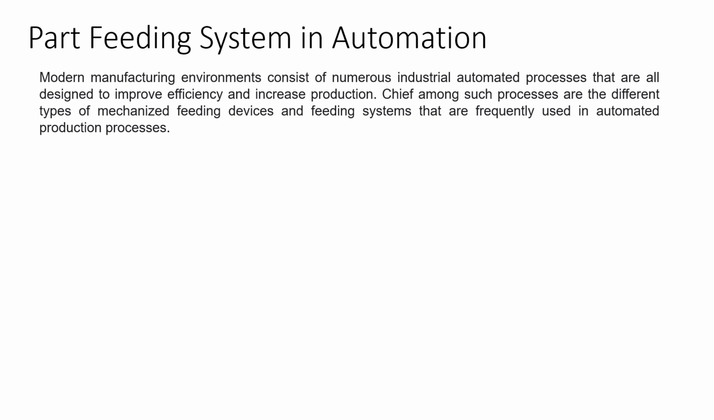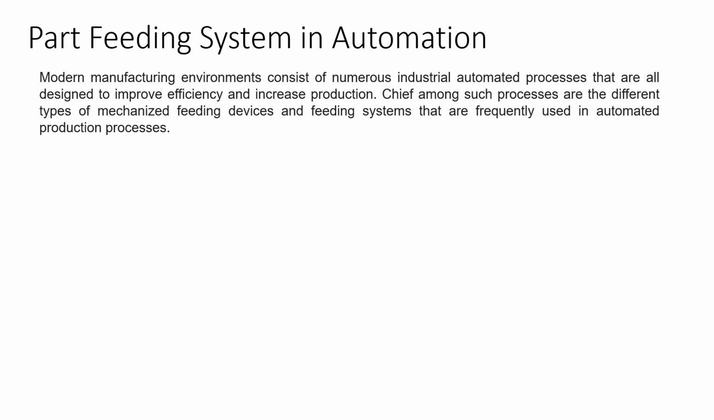Now what is the part feeding system which is used in automation? In automation, there are different processes, and different types of mechanized feeding devices are used frequently. The main purpose is that we will have the input parts in a huge quantity, and we need to feed them to our system at a proper feed rate, in a proper orientation, so that the cycle time can also be maintained.